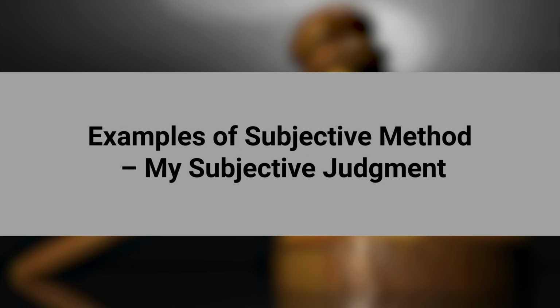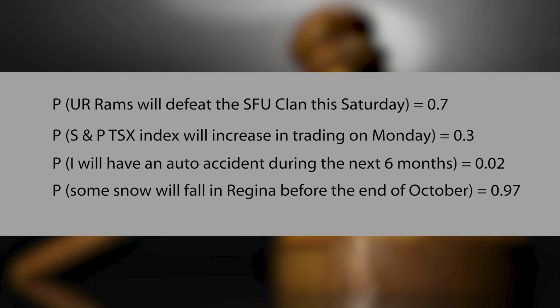There are some more examples of subjective methods. For example, the probability that one person can defeat the other is 0.7, the probability of having an auto accident during the next 6 months is 0.02, or the probability of snowfall in a particular area of Himachal or Kashmir before the end of October is 0.97. So these are some of the examples.